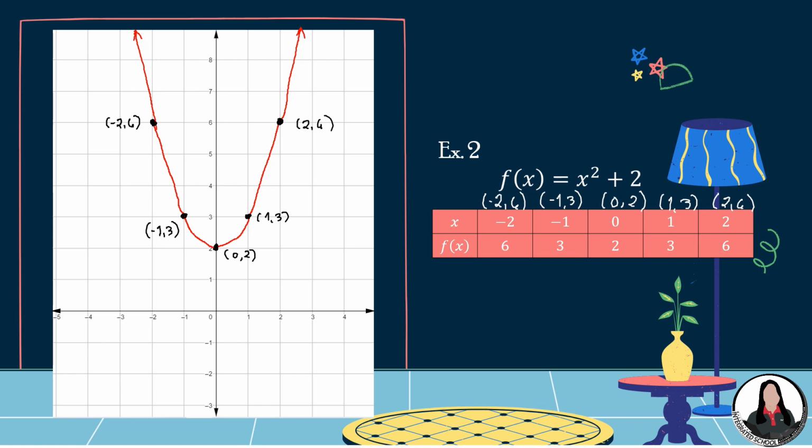So for this, since our vertex lies at the y-axis, okay, so that's 0, 2, this is the vertex. Okay, so this is the vertex. So the axis of symmetry is the line that passes through the vertex and perpendicular to the y-axis. So therefore, sa case na to, our y-axis is our axis of symmetry.